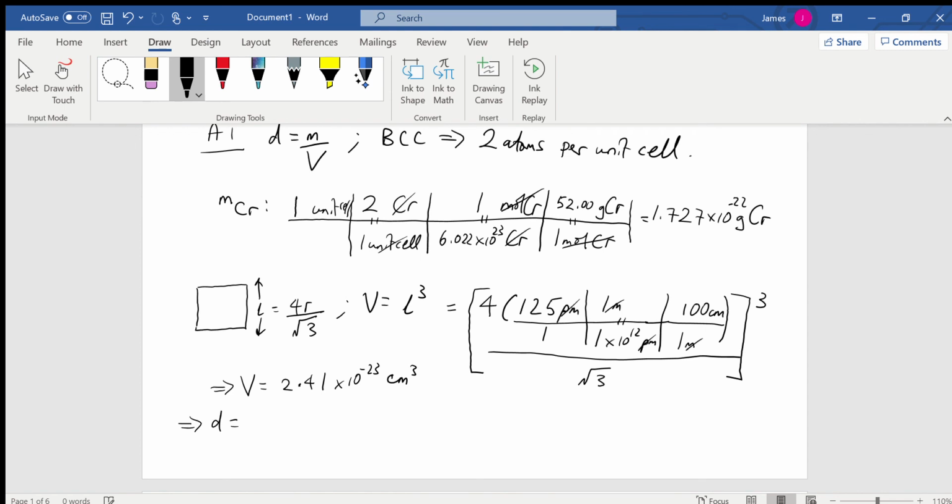So the density of this chromium is the mass over volume, which is 1.727 by 10 to the negative 22 grams, divided by 2.41 by 10 to the negative 23 centimeter cubed, which is approximately 7.17 gram per centimeter cubed. Okay, so that's a typical type of question. We should probably look at maybe one more. So let's have a look.